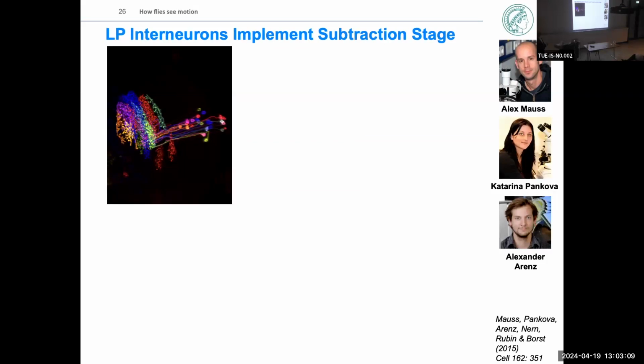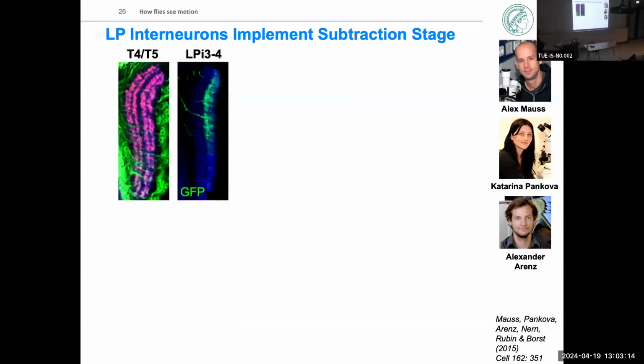Now, if you take these lobular plate interneurons and look at them from the side, you see the following. This is the lobular plate from the side. See the 4 layers formed by the axon terminals of T4/T5 cells. And that's one of the lobular plate interneurons, LPi 3-4. It only goes into layer 3 and layer 4. And if we stain it for synaptotagmin, which is a presynaptic marker, you see it is only presynaptic in layer 4. So it matches the search profile perfectly.